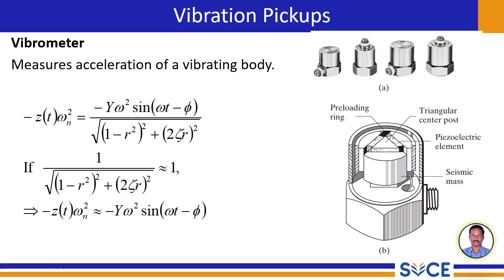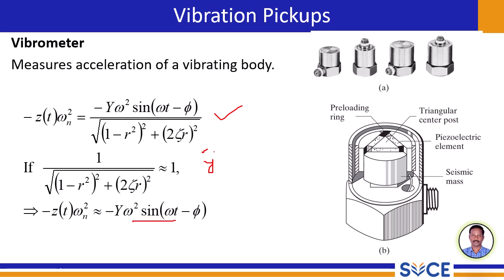We recall this equation that we had in the previous slides, and also this one where z equals y whenever r takes larger values. If we want to relate this to acceleration, we know that the acceleration is the second derivative of the displacement. The acceleration of the vibrating body, y double dot, is nothing but omega square y sine omega t.